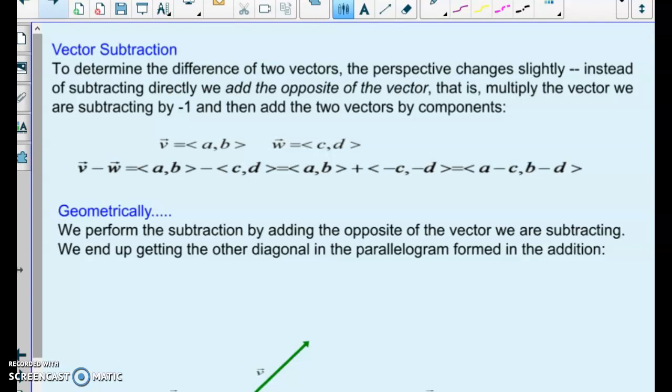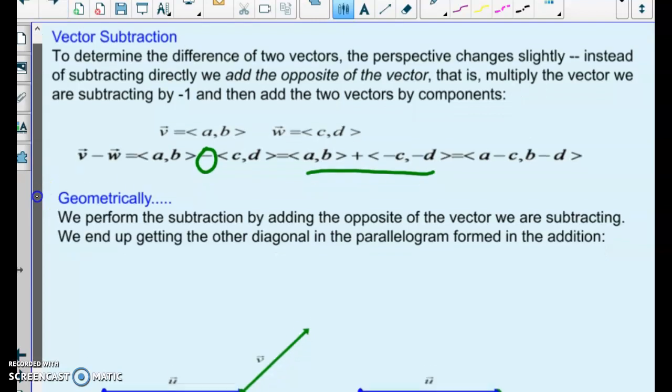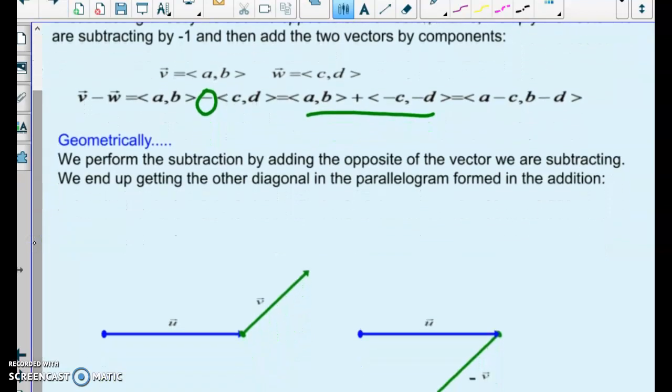Scalar or vector subtraction goes how you think it would go. You add the opposite, or you can subtract. So if you subtract, you add the opposite over here. Same deal. We perform a subtraction by adding the opposite of the vector we are subtracting to end up getting the other diagonal of the parallelogram formed in the addition. So instead of adding the V, we would subtract it. And if we put these together, you would get the same parallelogram.